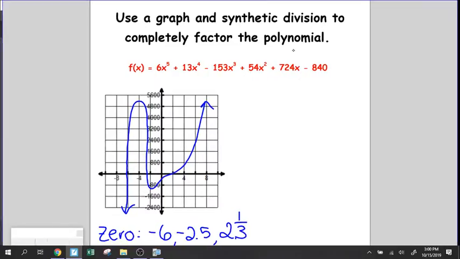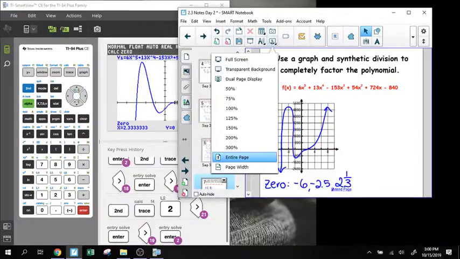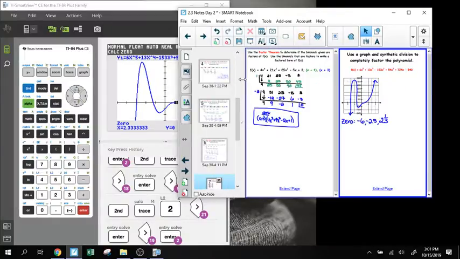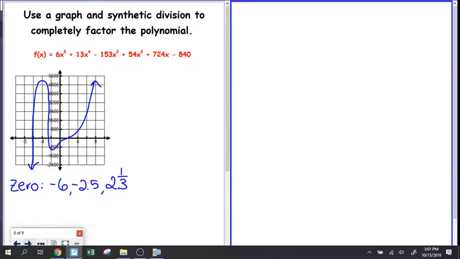Let me actually adjust this real quick so I have room to write. All right. So using those zeros, I'm going to do synthetic division. Does it matter the order? Not at all. Pick whichever one you want to use first. I personally am going to use the -6 first because it's less things to type in my calculator.